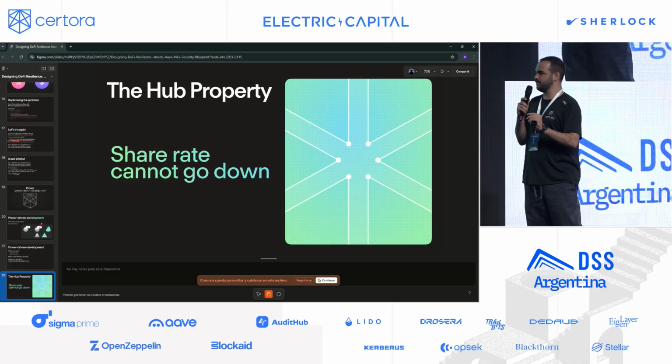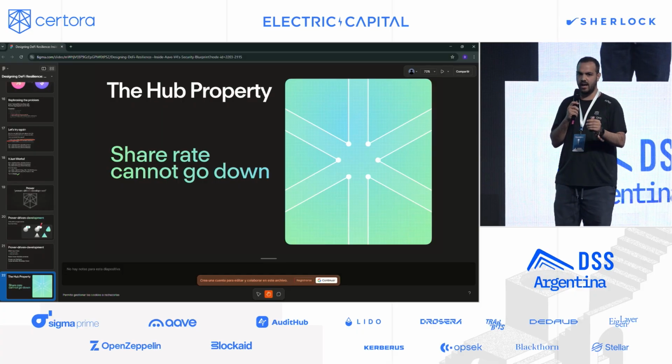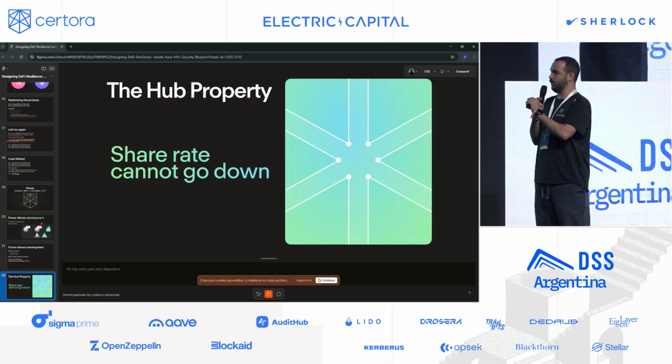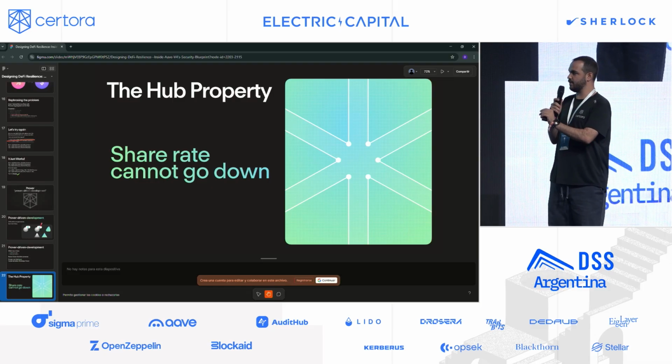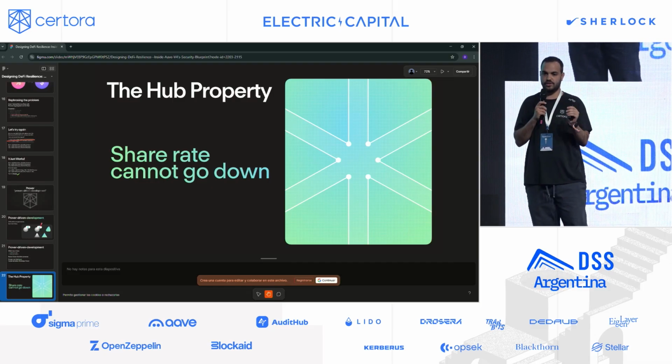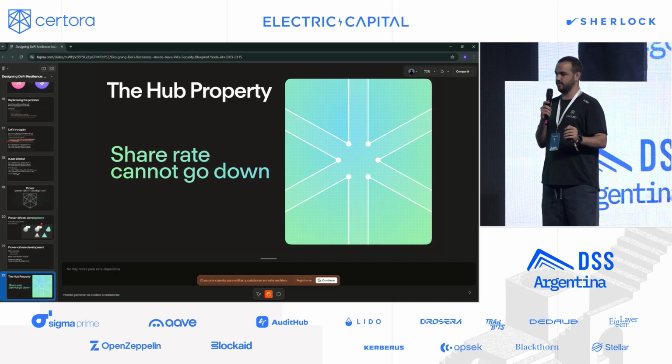And that's what we proved. We proved that the share rate cannot go down, which means that the hub is always solvent. No matter what kind of spoke we build and what logic it has, the share rate cannot go down. The hub does all of the checks to promise that the hub is always solvent.